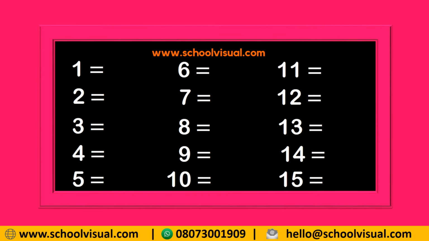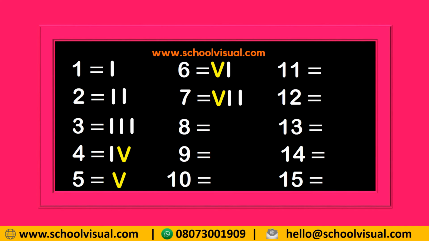So 1 is I, 2 is II, 3 is III, what is 4? Good. What is 5? What is 6? 7. 8. 9. 10. 11 is what? 10 plus 1. So X stands for 10, I stands for 1, so this is 11.